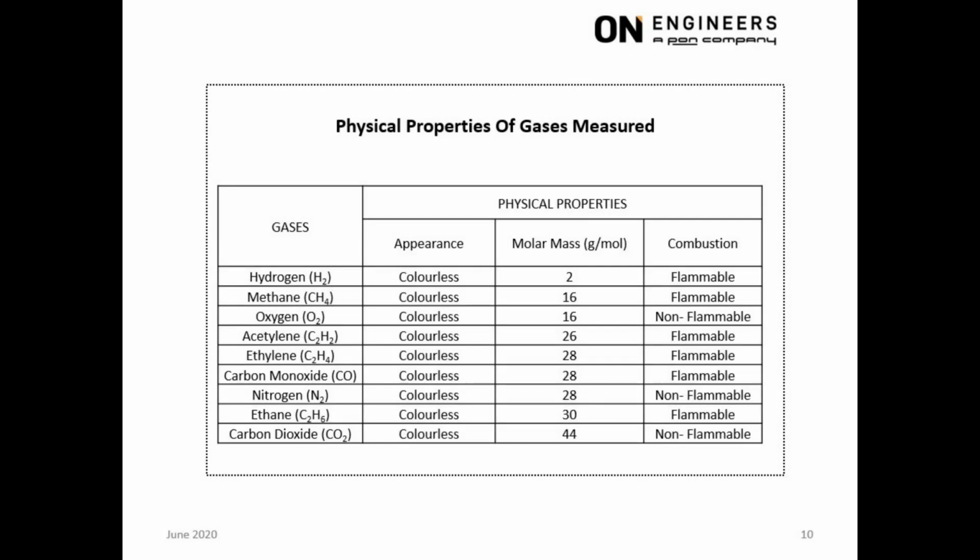This slide shows the list of gases that are measured in DGA. There are 9 gases, of which 6 are flammable. These gases are hydrogen, methane, ethane, ethylene, acetylene, carbon dioxide, carbon monoxide, oxygen, and nitrogen.